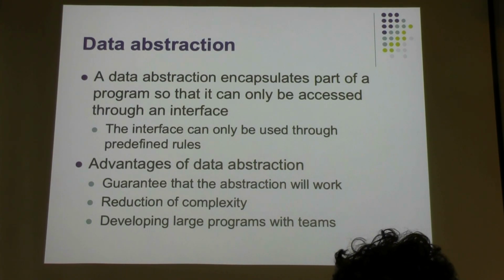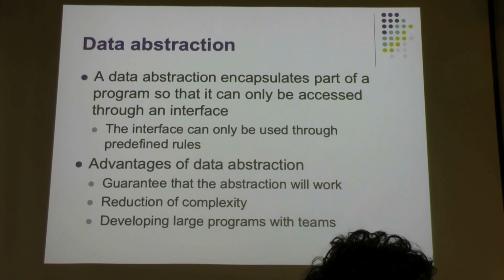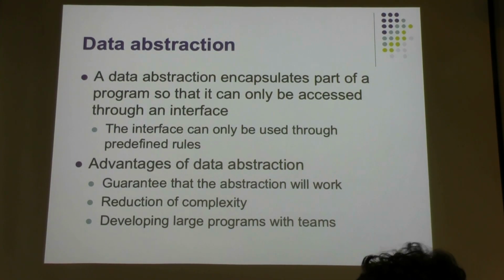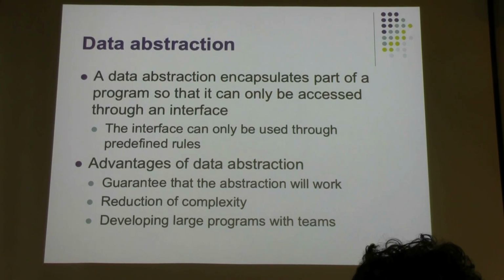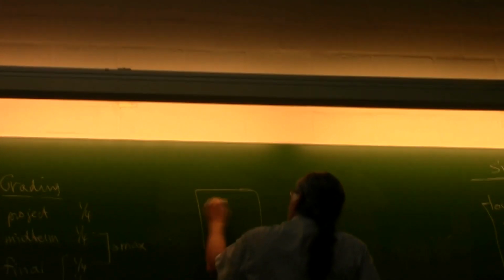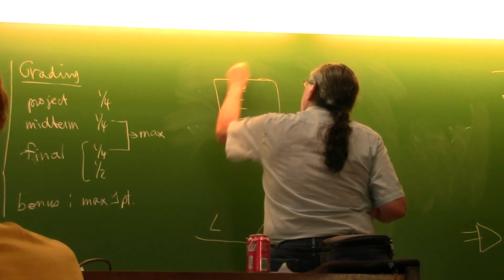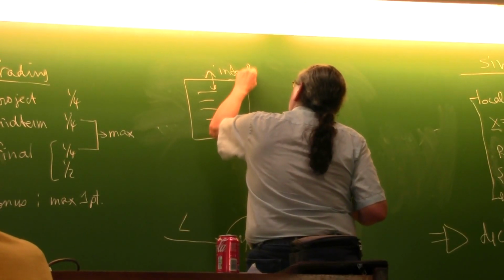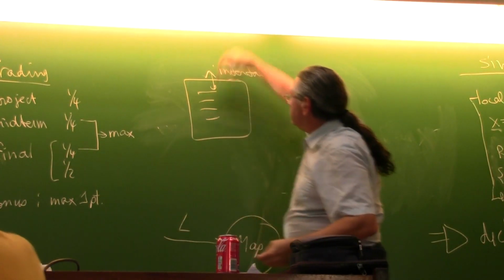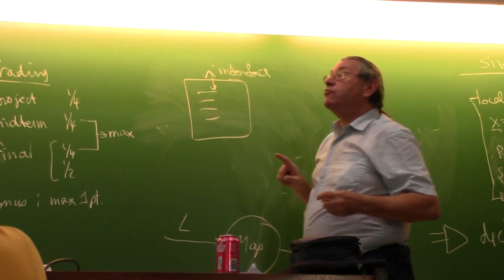So we saw already a little bit about data abstraction in the previous course. Data abstraction is built on top of higher order programming, and it's a fundamental thing in computing technology. It takes a piece of program and puts it in a box, and you can only access the internals through the interface. So if I have a program, I have a box with stuff inside and an interface, and the only way to access the internals is by going through the interface.